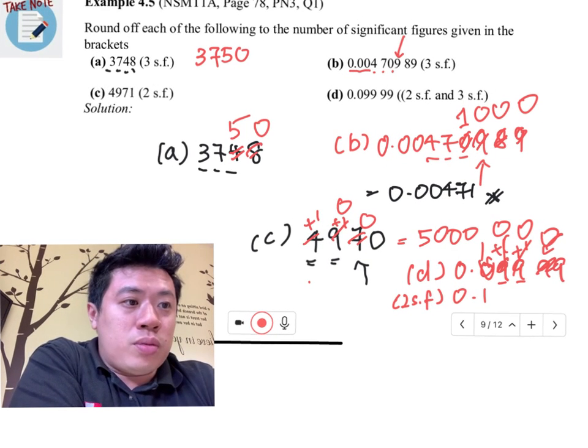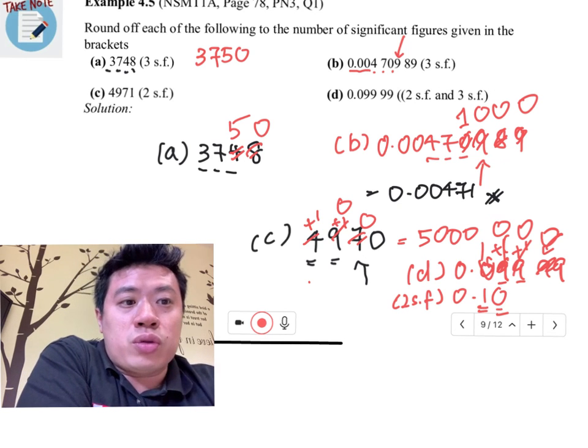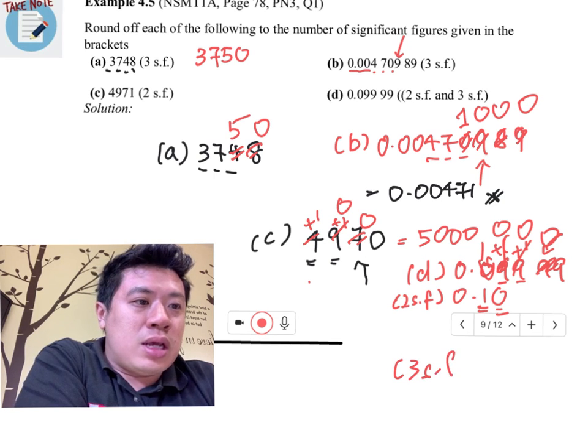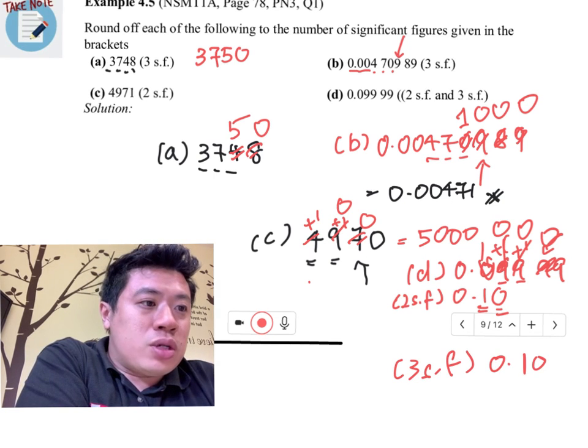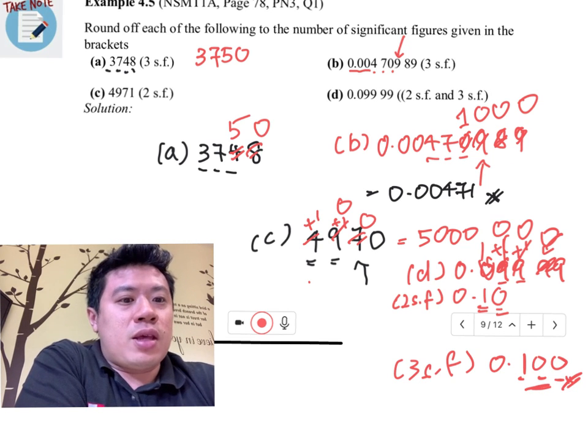And I need a 0 at the back to get another significant figure, so there's a total of 2 zeros. And if you're doing 3 sig fig, then the answer is just 0.100. This is 3 significant figures. Okay, thank you.